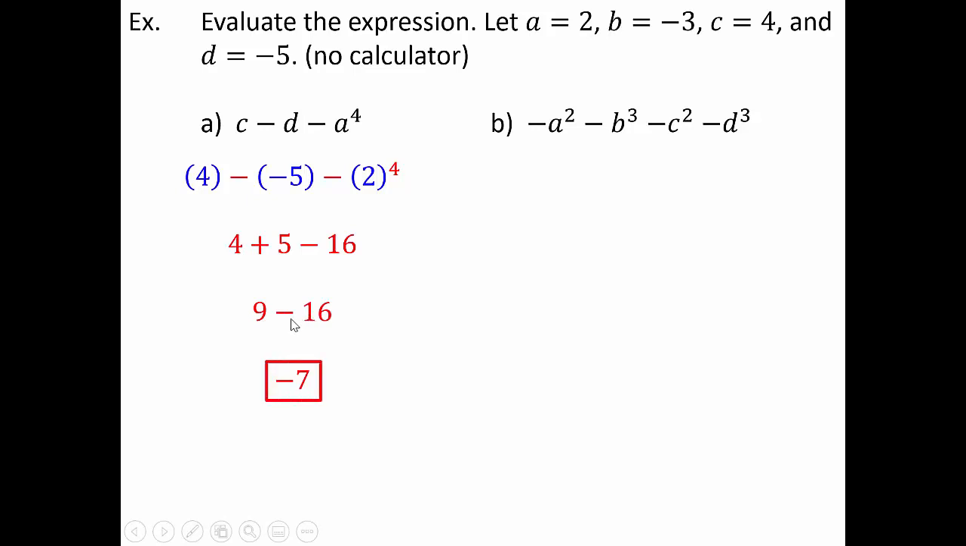Final answer. All right, and here's where the parentheses are really going to start to matter because of all the negatives. If I replace A, B, C, and D with their appropriate values, I get this statement right here.